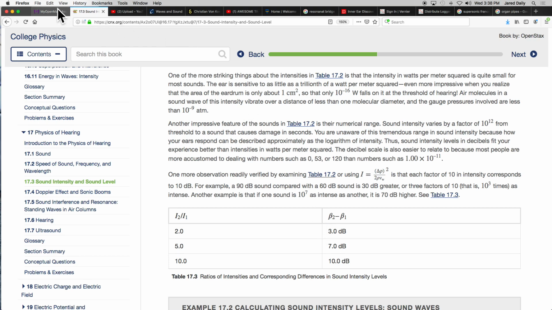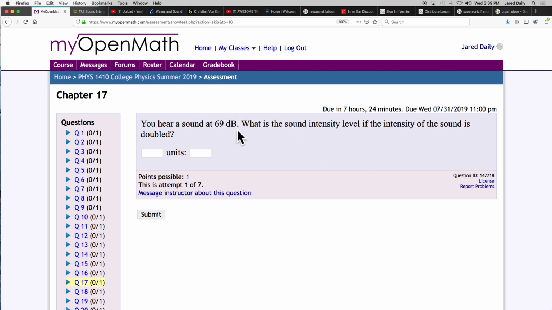So if you go back to the homework, it says we started at 69 decibels. If you want to increase the intensity by double, then you have to add 3 decibels to this. So your new decibel level would be 72. So 72 decibels is twice as intense as 69 decibels. Now, if you want to go 10 times the intensity level, then that increases it by 10 decibels. So if you go from 69 to 79 decibels, that's 10 times bigger.